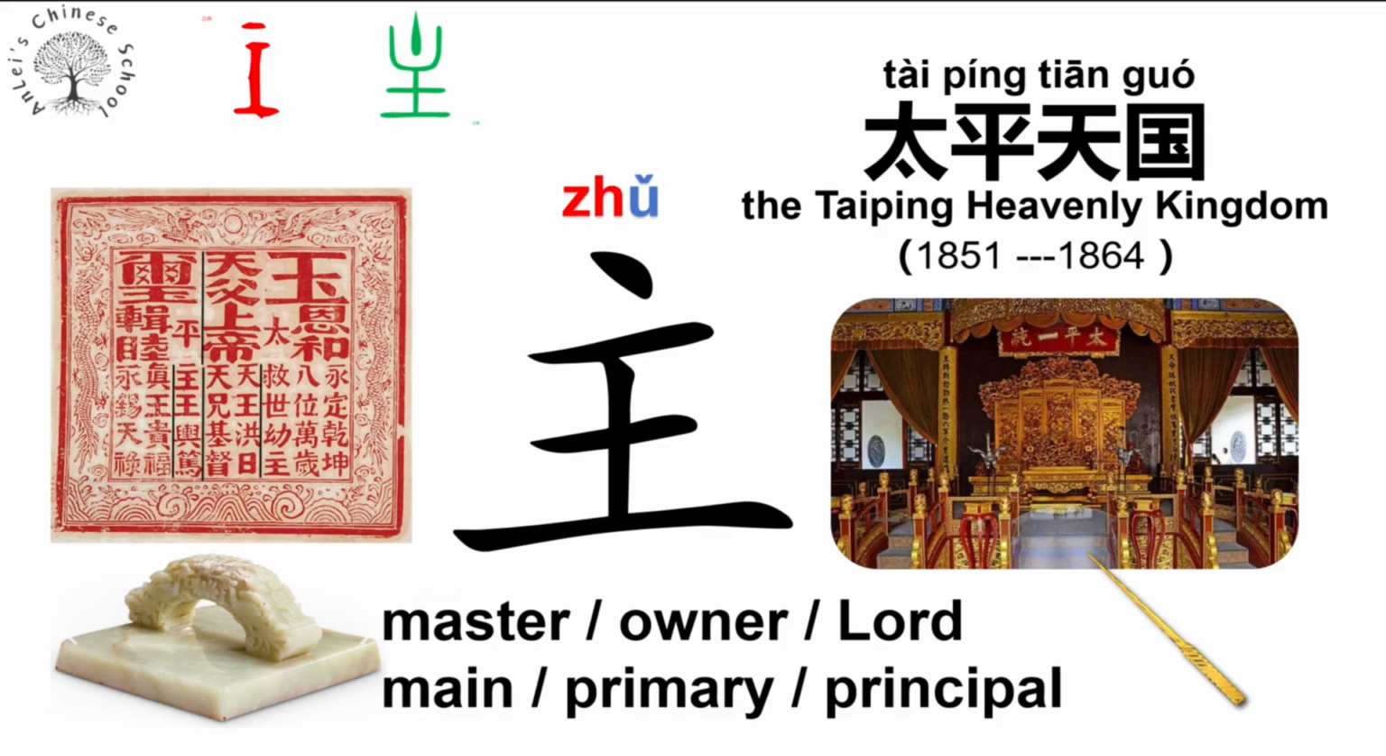This photo shows the imperial palace of the Taiping Heavenly Kingdom in Nanjing, which stood as a rival to the Forbidden City in Beijing. Let's take a look at the imperial seal of the Taiping Heavenly Kingdom, which is preserved in the National Museum of China.